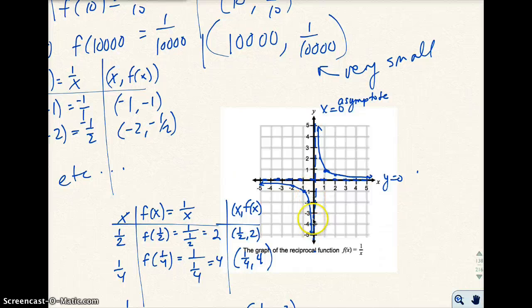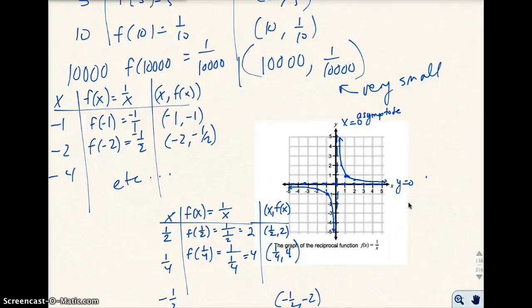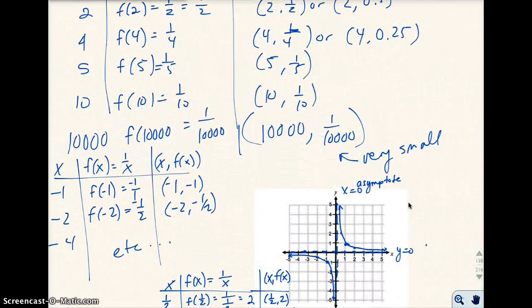And likewise here, y will never equal 0 because there's no way to ever get y to 0. It's always going to be some number. And so I put a dotted line there because y will never equal 0. Okay. When you actually graph this on an exam, you don't have to make all these points like I did here.